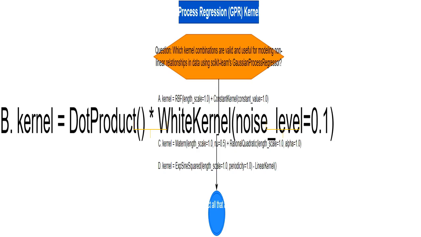This combines a dot product kernel with a white kernel. The dot product kernel models linear relationships, and the white kernel adds noise. While mathematically valid, this combination is not suitable for modeling nonlinear patterns effectively because the dot product is inherently linear. The noise addition is not the solution to the nonlinear data modeling.